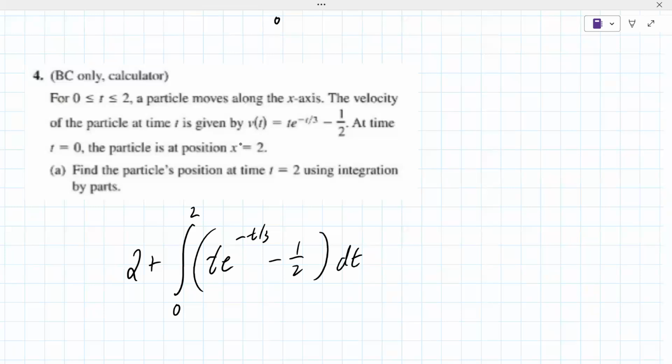And so again, I don't know why you would do this by hand. I know it says to use integration by parts, but why wouldn't you just use a calculator for this? I'm asking you because I have no idea.